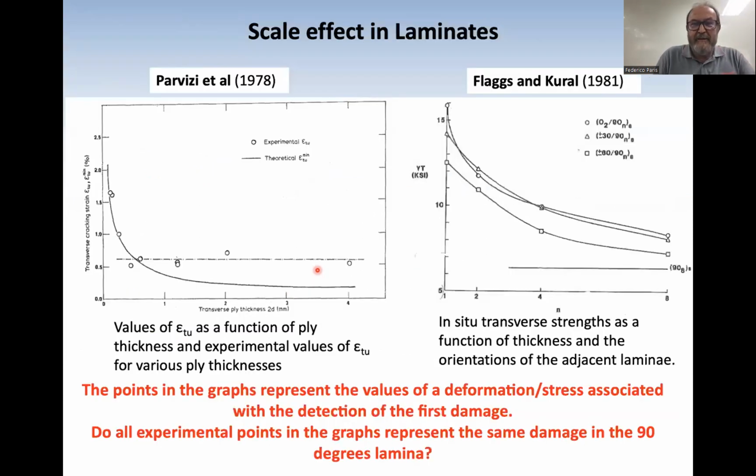So now, coming back to the scale effect, an important part, in my opinion, of this discussion is the point of the graph: all the experimental points in both graphs, for instance this one, this one, this one, this one for glass, or this one, or this one for carbon. Do all experimental points in the graph represent the same damage in the 90 degrees lamina?